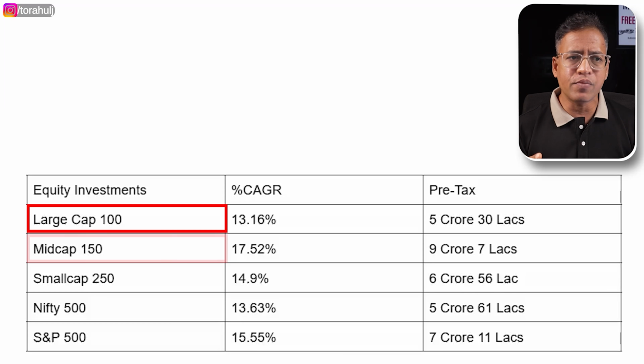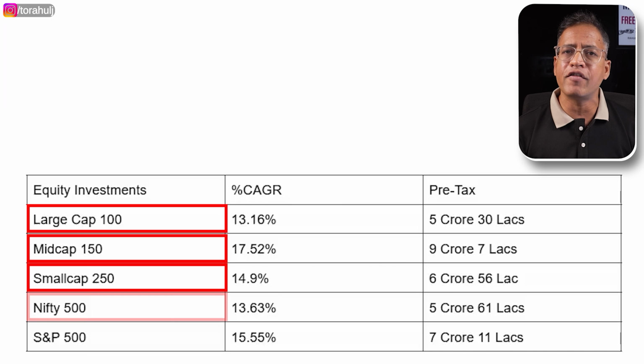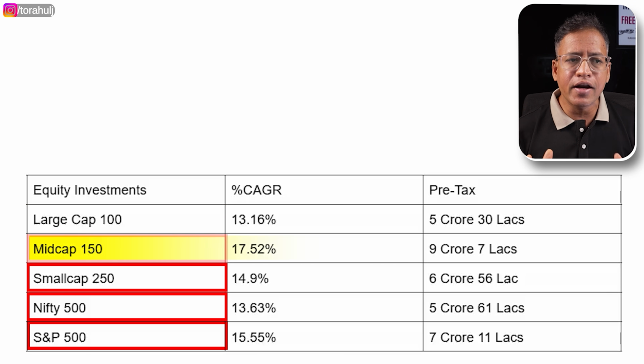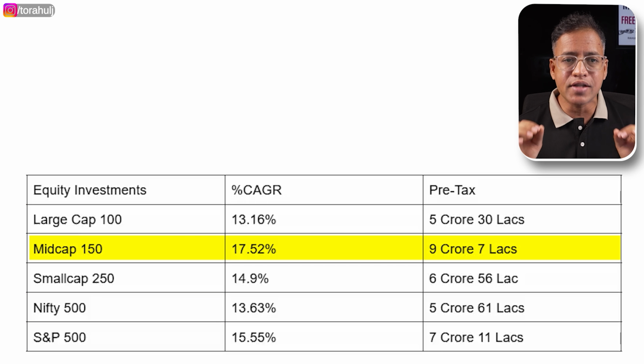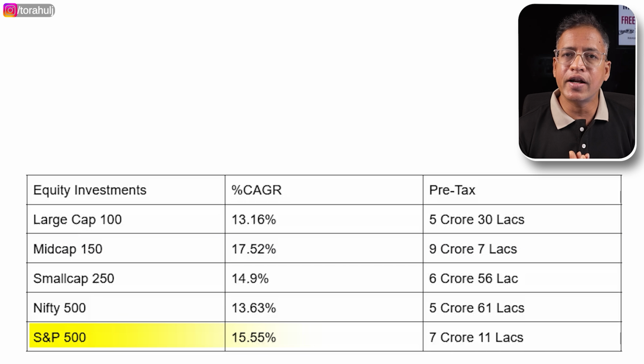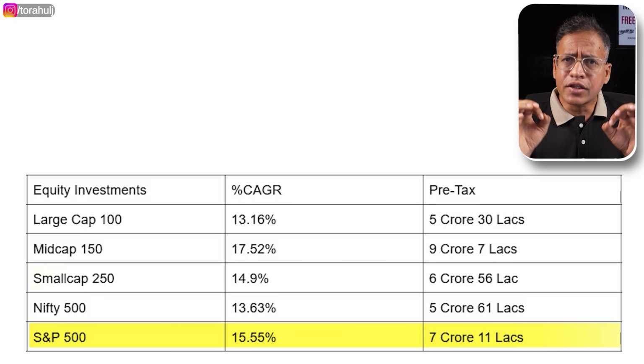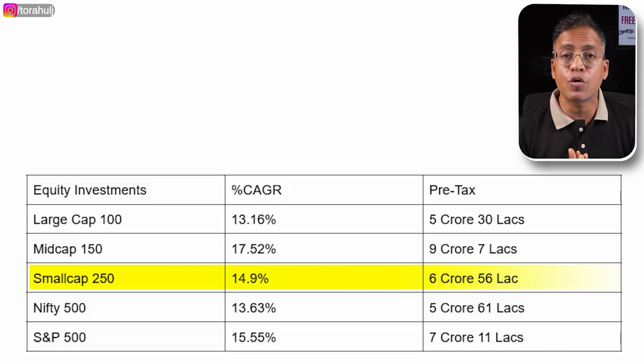Now here is the quick summary of all the 5 options that we have considered here. Large cap 100, mid cap 150, small cap 250, Nifty 500, S&P 500. And you can clearly see mid cap in the last 20 years has delivered the best returns, 9 crore 7 lakhs in this calculation. And then S&P 500 at number 2, 7 crore 11 lakhs, and at third is small cap 250 at 6 crore 56 lakhs. So if we assume that past 20 years' returns could give us the same returns in the future, then this is the kind of wealth we are likely to make.